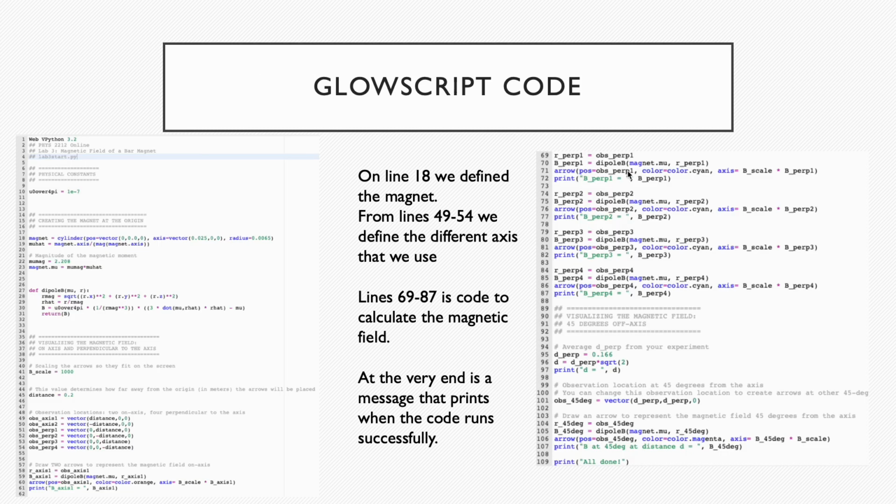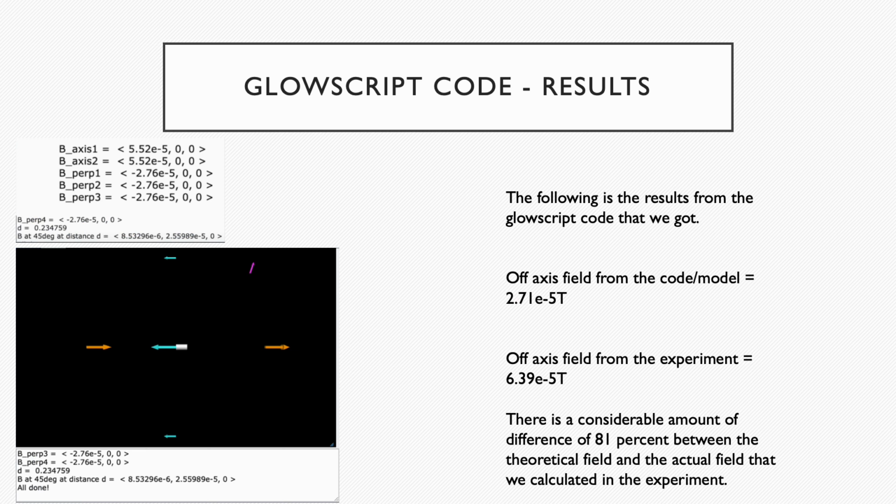And then this is the Glowscript code. So on line 18 we defined the magnet. From lines 49 to 54 we defined the different axes that we used. Lines 69 to 87 is code to calculate the magnetic field. And at the very end is the message that prints out if the code runs successfully. So these were the results that I got from the Glowscript code.